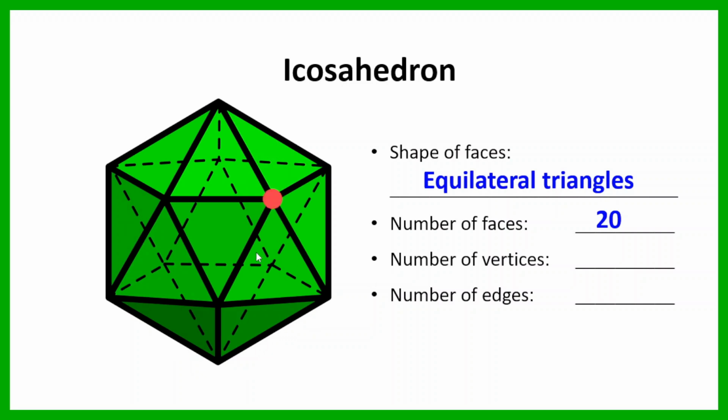Then the number of vertices, we've got 1, 2, 3, 4, 5, 6, 7, 8, 9, 10, 11, and 12. So there are 12 vertices altogether.